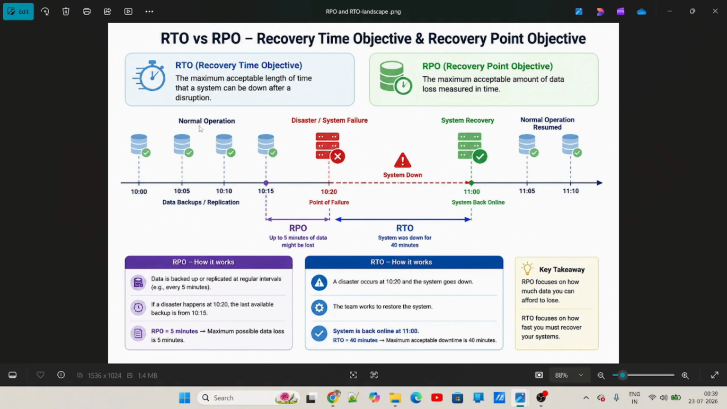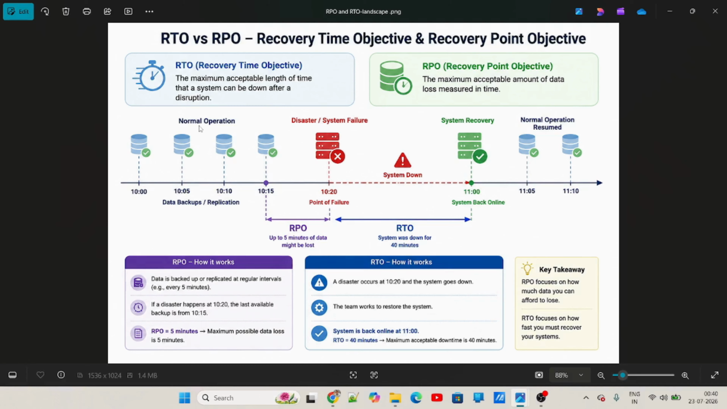Generally, you would have heard terms like BCP, business continuity plan, etc. We have one primary site and one DR site. So those terms are related to disaster recovery, so just keep that in mind. So this is about disaster recovery, and for disaster recovery, you have to understand these two terms, which are RTO and RPO.